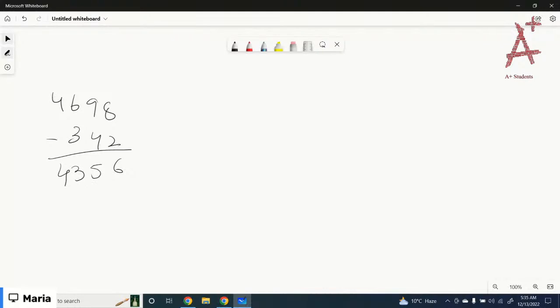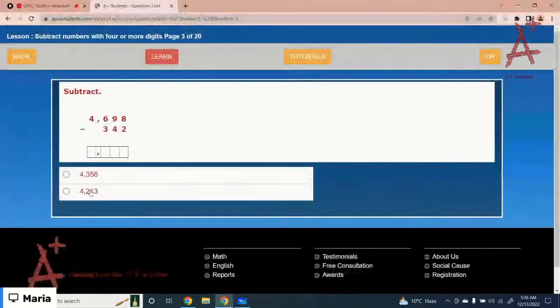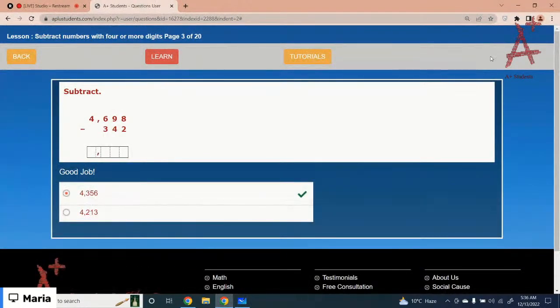So it would be 4,356. Got it? So just select the correct option and click on the OK button.